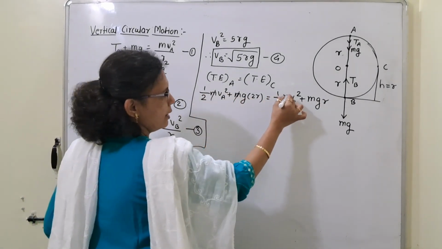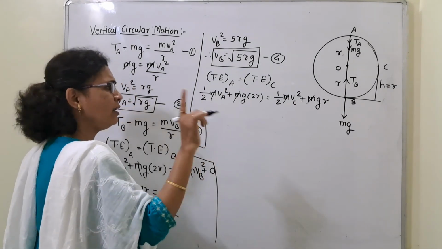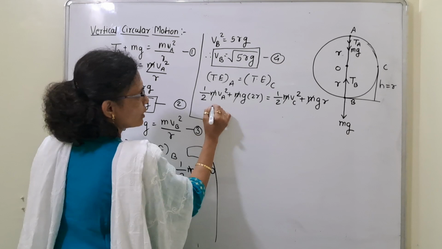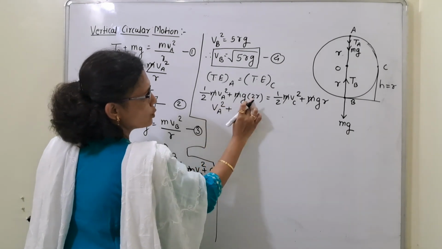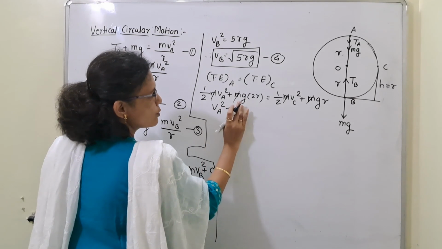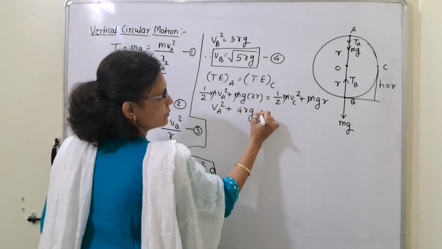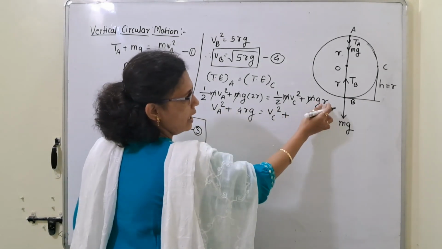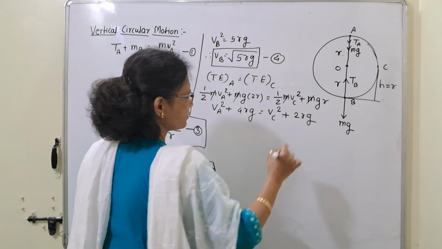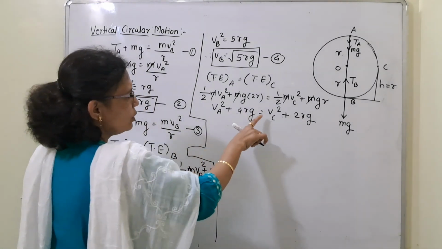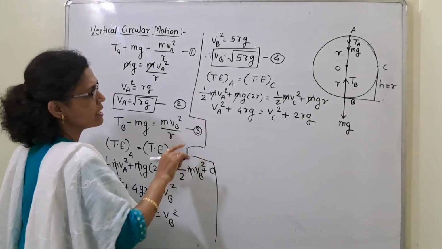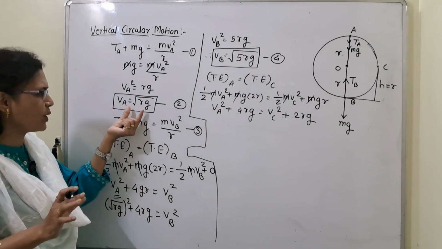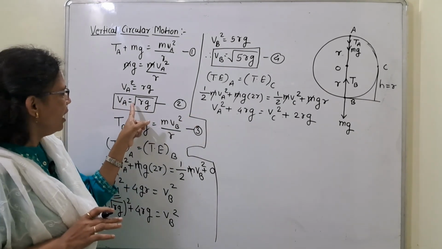Now, m gets cancelled. Again, if you multiply by 2 to both the sides, what will happen? See, this 2 gets cancelled, therefore VA square plus 2 into 2, that is 4RG. This 2 will also get cancelled, therefore VC square only, and plus GR into 2, that is 2RG. Okay, so here we know again, VA square is nothing but RG, that is velocity at point A. It is under root RG.